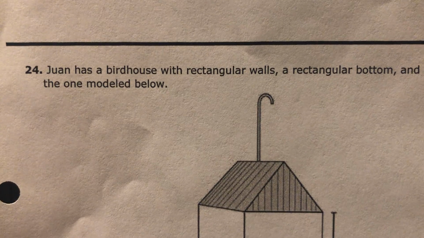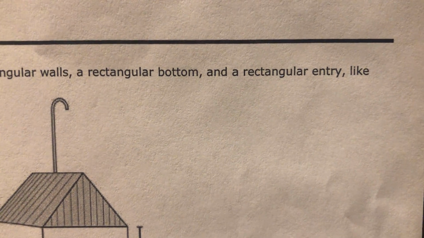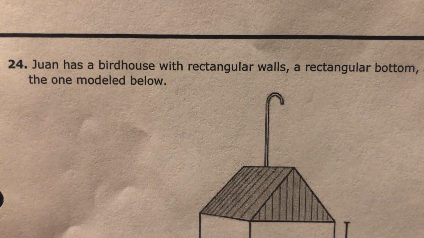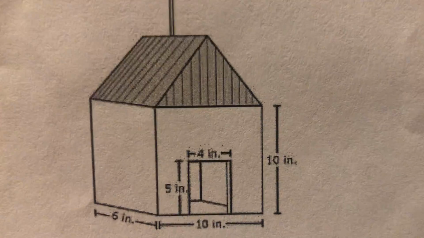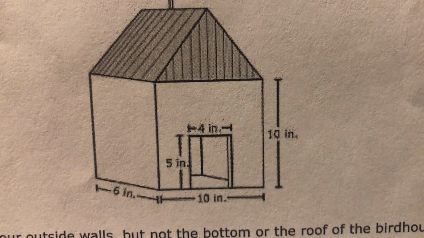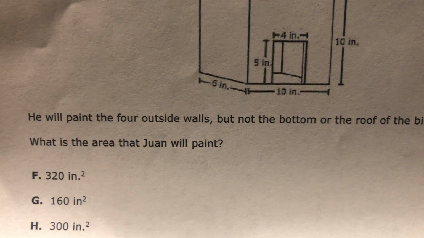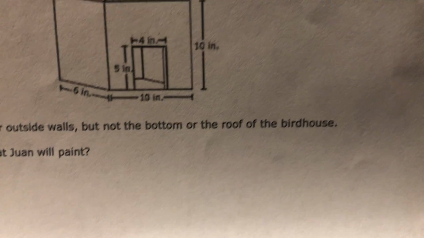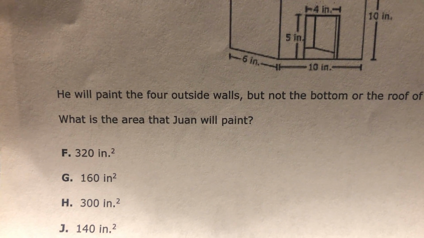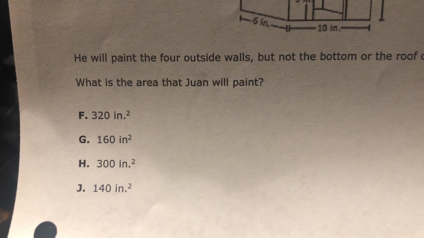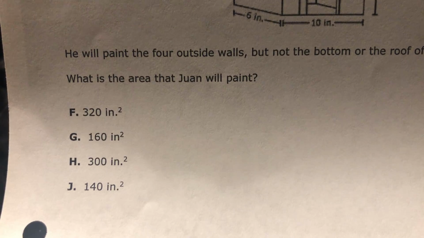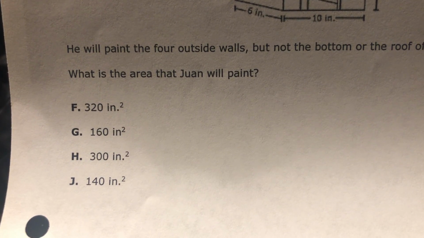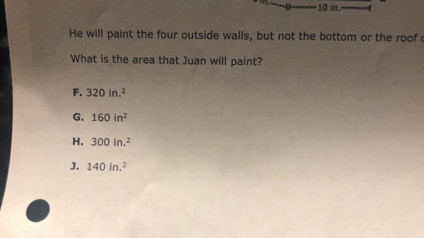24. Juan has a birdhouse with rectangular walls, a rectangular bottom, and a rectangular entry, like the one modeled below. He will paint the 4 outside walls, but not the bottom or the roof of the birdhouse. What is the area that Juan will paint? F, 320. G, 160. H, 300. J, 140.